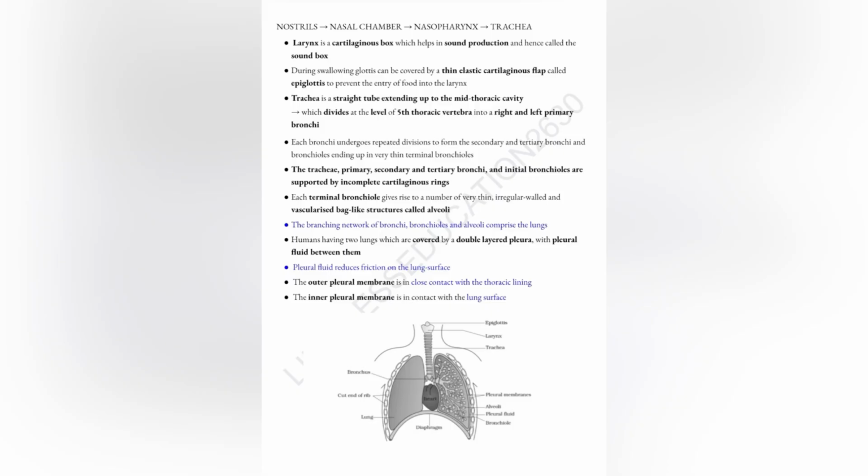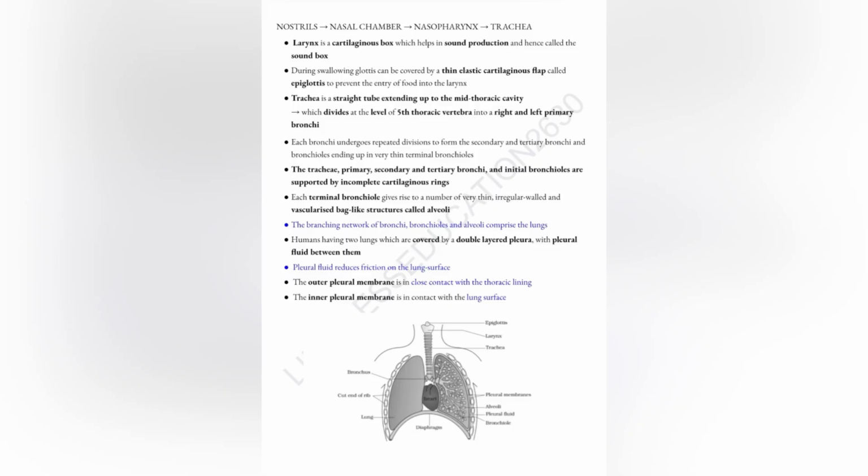Each terminal bronchiole gives rise to a number of very thin, irregular walled and vascularized bag-like structures known as alveoli. The branching network of bronchi, bronchioles and alveoli comprises the lungs. Humans have two lungs which are covered by a double layer pleura with pleural fluid between them. This pleural fluid helps in reduction of friction on the lung surface.